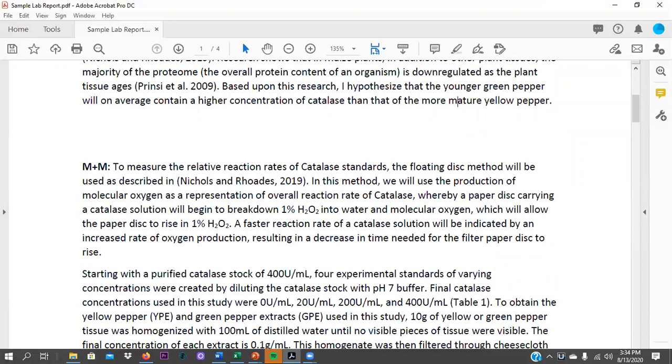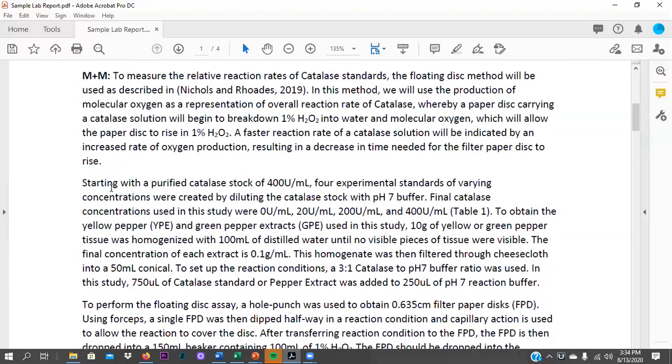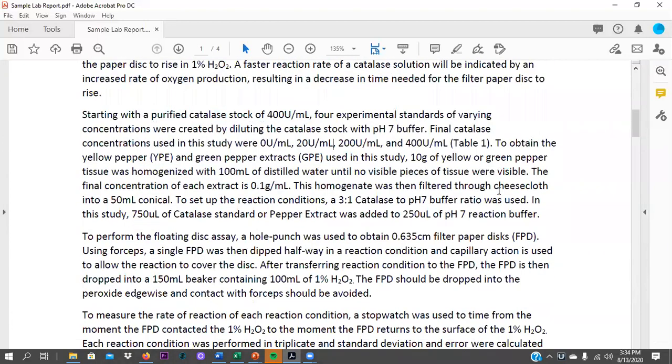Your materials and methods should be detailed enough so that the reader could replicate the experiment by following this section. The materials and methods section, however, should not contain any bullet points or lists. It should be in paragraph form. For example, I explain each step of the experiment here, reporting volumes and concentrations of the solutions used. I've described here to measure the relative reaction rates of catalase standards. So I am describing how we are measuring our relative rates. Next, I am describing how we make our stocks, at what concentration, and this is all done in paragraph form.